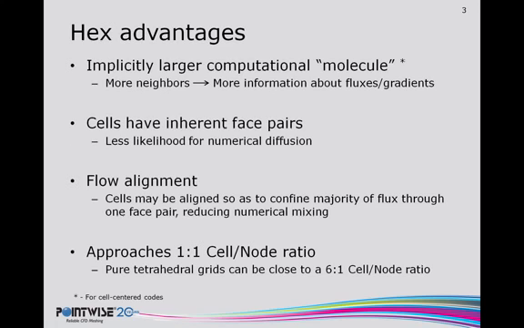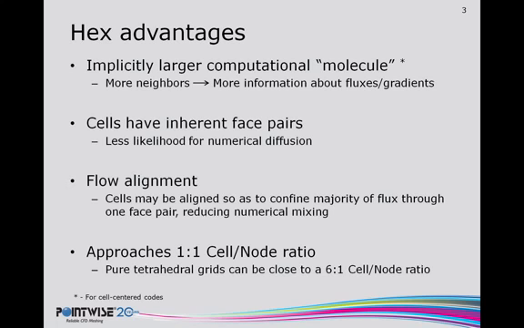So first, let's discuss hexes and what advantages they have. For cell-centered codes, which I'm going to focus on today, cell-centered codes have an implicitly larger computational molecule with hexahedral cells. That is, a hexahedral cell, it's in the name, it has 6 faces, whereas a tetrahedral cell only has 4. More faces means it has more neighbors. That means it has more information about local gradients. And you can also have special properties not present in tetrahedral cells.